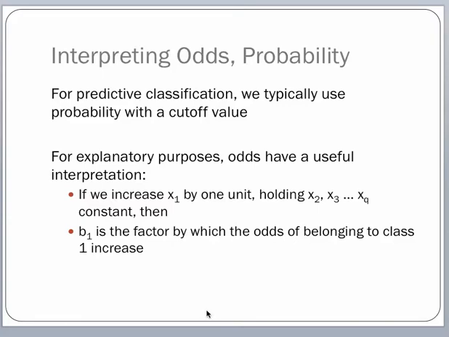So you will actually do a lab exercise that elaborates on this. The idea is if x1 increases 1 unit and everything else stays the same, beta 1 is a factor by which the odds of belonging to class 1 increase. Therefore, let's suppose that beta 1 was estimated to be 2. If x1 increases by 1 unit, the odds would then double if everything else were held the same.